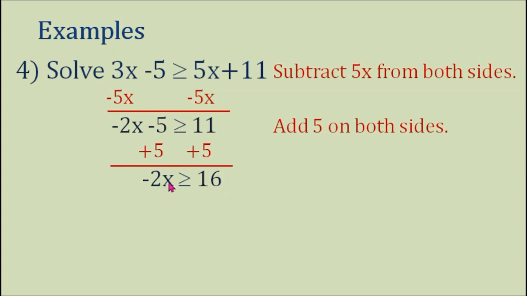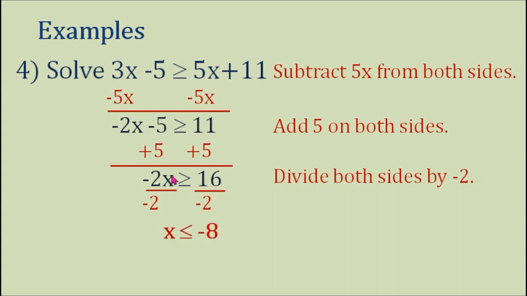Now to get rid of negative 2, we are going to divide both sides by negative 2. Take note that the coefficient of x here is a negative number. If we divide an inequality by a negative number, the inequality symbol switches. So negative 2x divided by negative 2 is x. Our inequality symbol becomes less than or equal to, and then 16 divided by negative 2 is negative 8. This is the most important part of solving inequalities that we have to take note of. Every time the coefficient of x is negative, the inequality symbol switches.